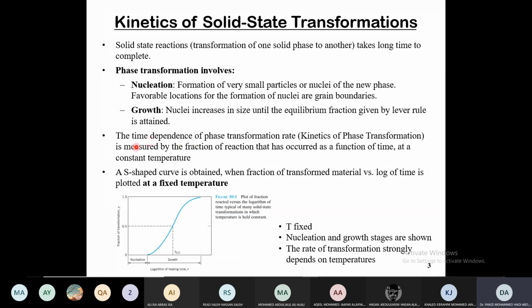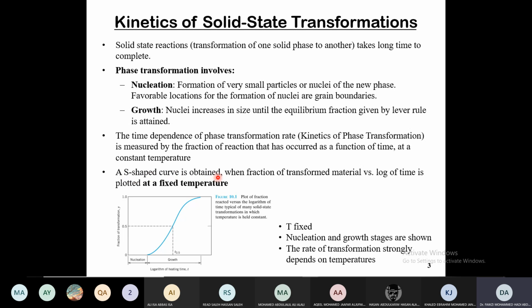The time dependence, as we said, is the study of the kinetics of solid state transformation. In studying that, we normally look at the fraction of reaction that has occurred, or the fraction of the transformation that occurred, as a function of time. And in doing that, we normally produce what we refer to as the S-shaped diagram.